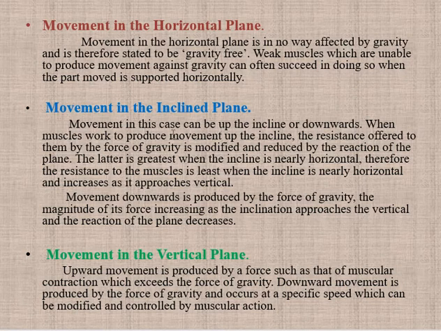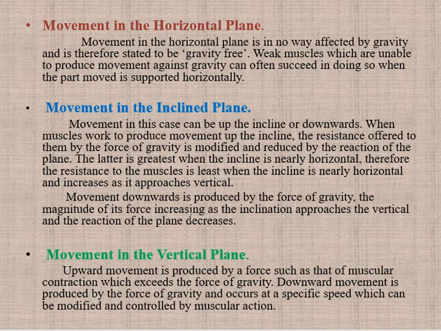When muscles work to produce movement up the incline, the resistance offered to them by the force of gravity is modified and reduced by the reaction of the plane. Reaction of the plane is greatest when the incline is nearly horizontal. Therefore, the resistance to the muscle is least when the incline is nearly horizontal. When the incline approaches horizontal, we can say that our muscle exerts least power. So, resistance to the muscle is least because the reaction of the plane is maximum, and resistance increases as it approaches vertical.